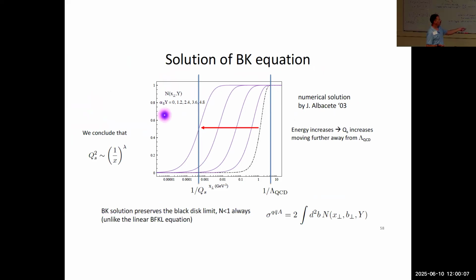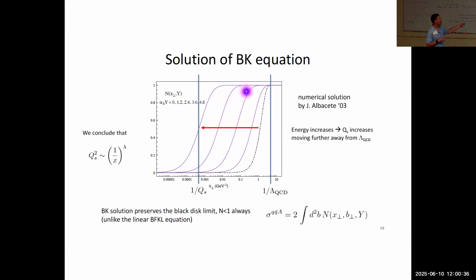This is the dipole amplitude N, plotted again as a function of the dipole size x perp, except now x perp is on a log scale. The dashed line is the initial condition, the GGM formula we derived earlier today. And then in this numerical solution by Javier Albacete, a couple of decades ago already, he just increases alpha_s Y gradually from 0 up. And you see the dashed line becomes the rightmost solid line.